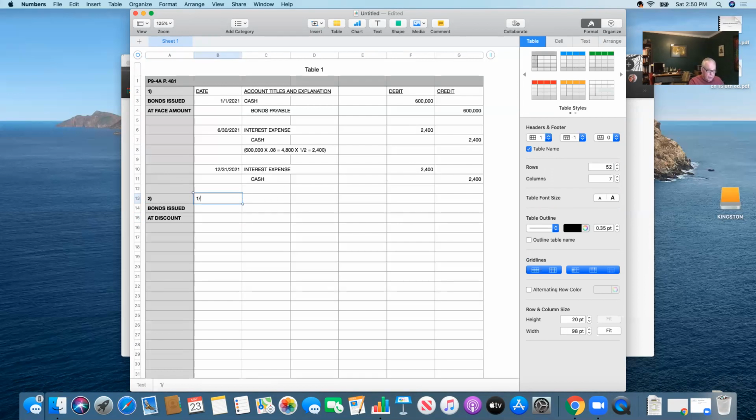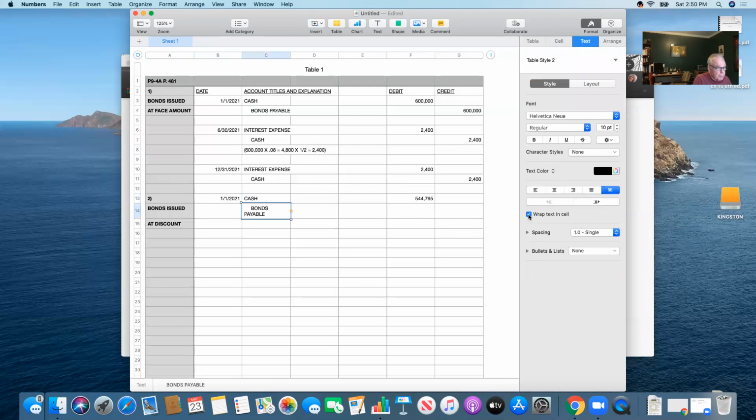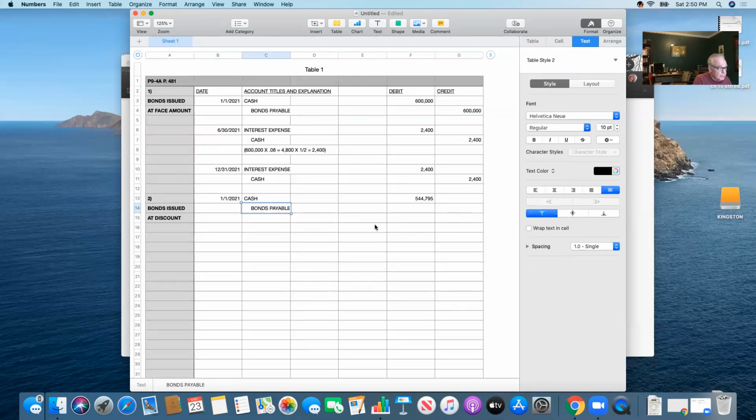So on January 1st, 2021, we're going to debit cash. Now remember what they told us: the bonds were issued at $544,795. We're going to credit bonds payable $600,000.